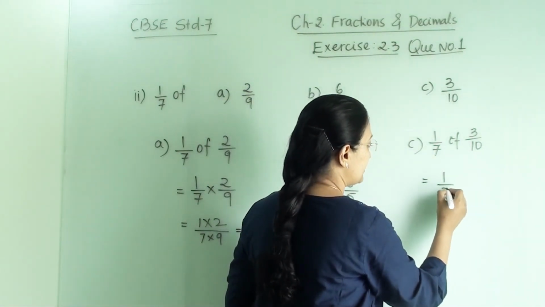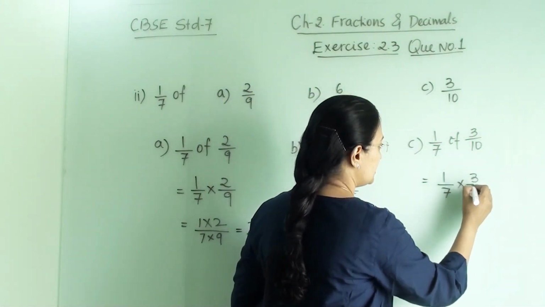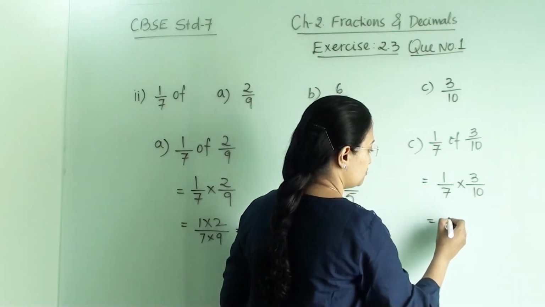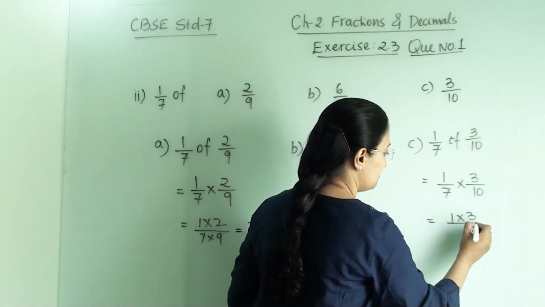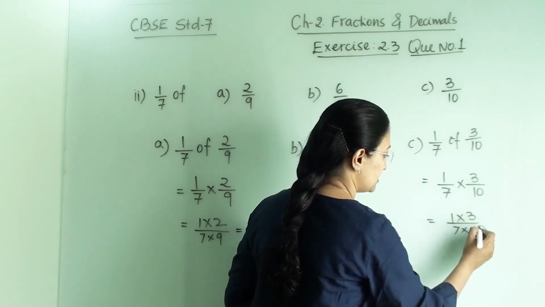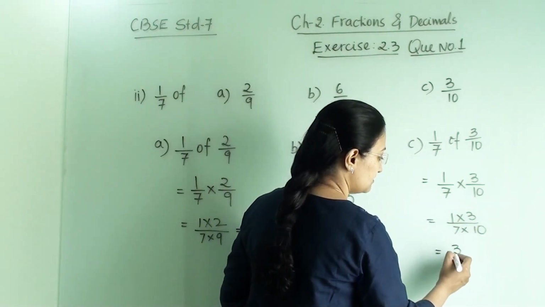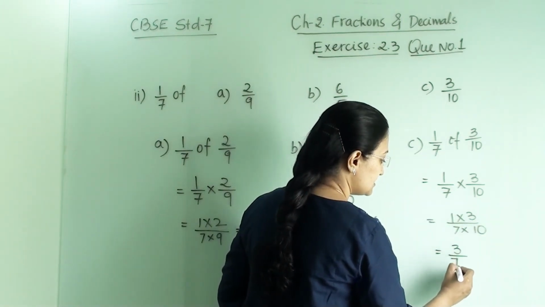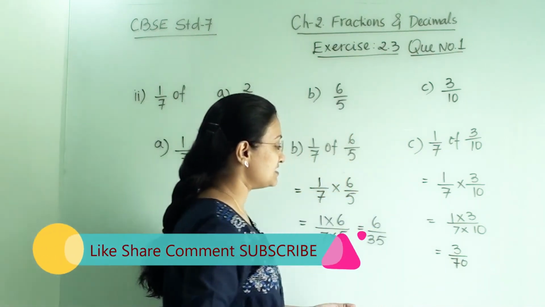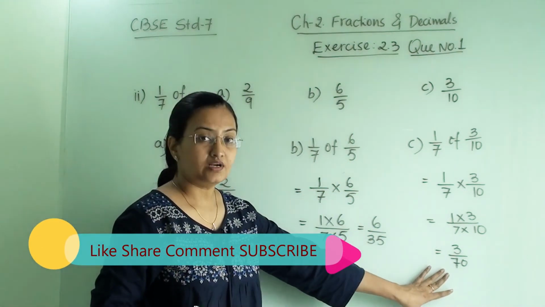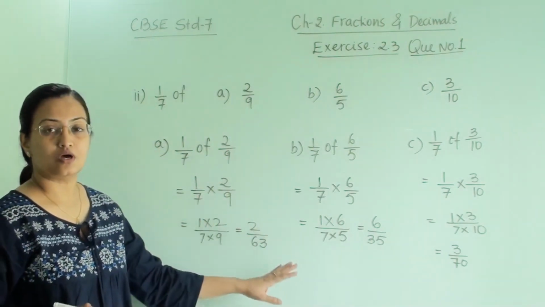Now the next: 1 by 7 into 3 by 10. So we will get 1 into 3 divided by 7 into 10. So the answer is 3 by 70. So 3 by 70 is going to be our answer. That is how we will solve the multiplication.